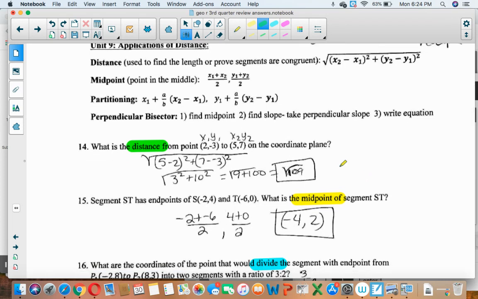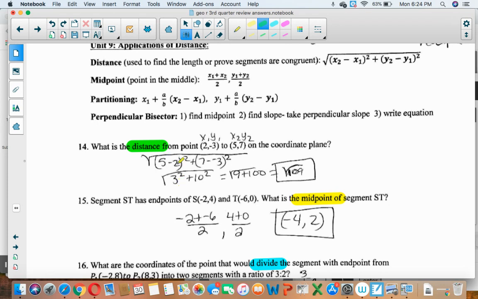14 wants to know what's the distance. So anything that says distance or length, you're using your distance formula. If it helps you to label these x1, y1, x2, y2, then great. So square root 5 minus 2 squared plus 7 minus negative 3 squared. This can all go into your calculator if you wanted to. I just simplified it a little first.